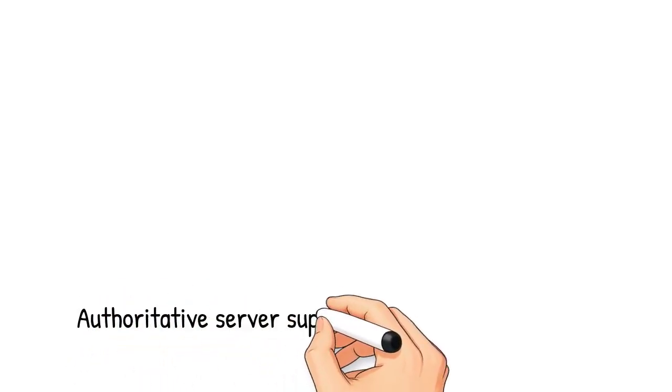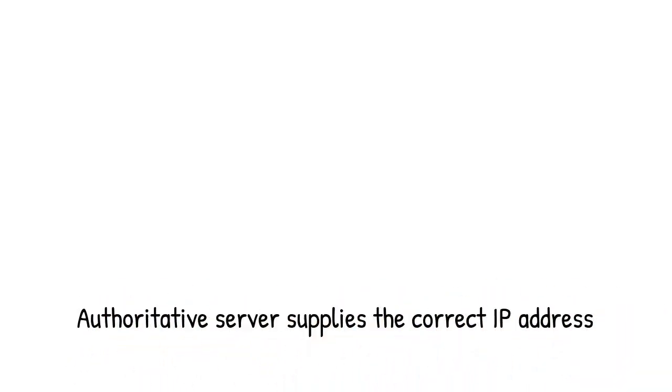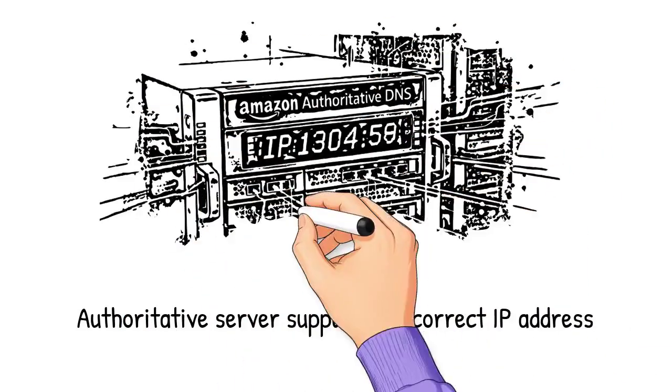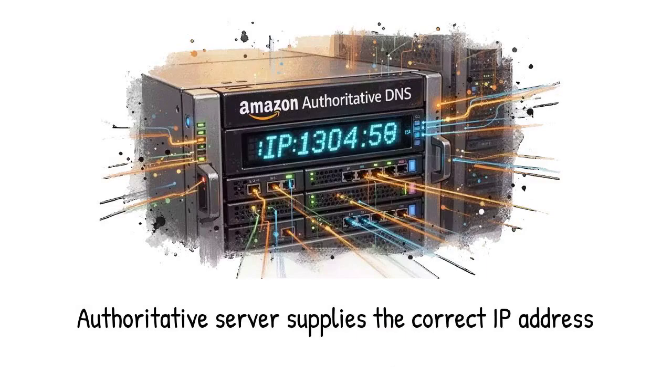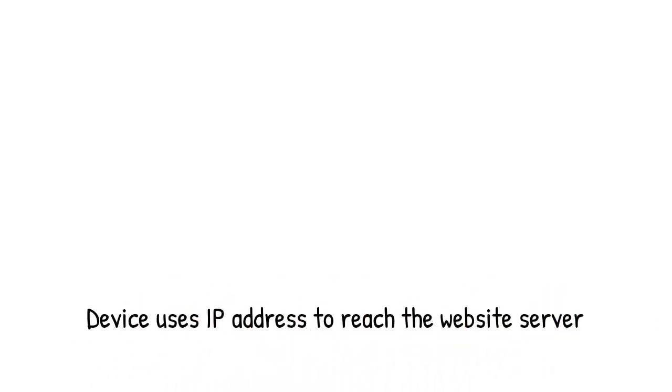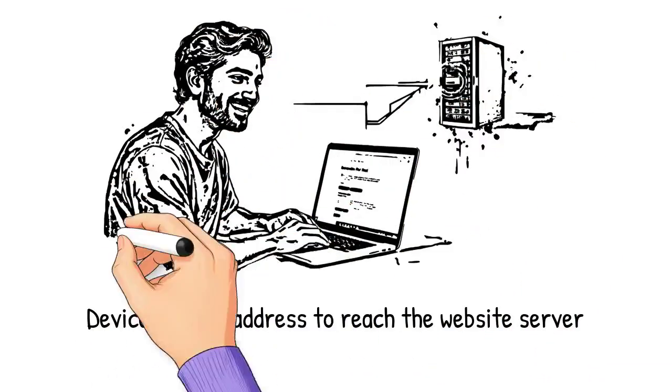Finally, the resolver contacts Amazon's authoritative DNS server, which returns the correct IP address. This entire process, checking caches, contacting root servers, querying top-level domains, and reaching authoritative servers, happens in milliseconds. And once your device receives the IP address, it can finally send your request to the correct server.